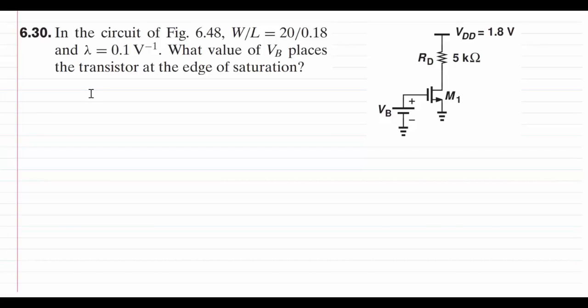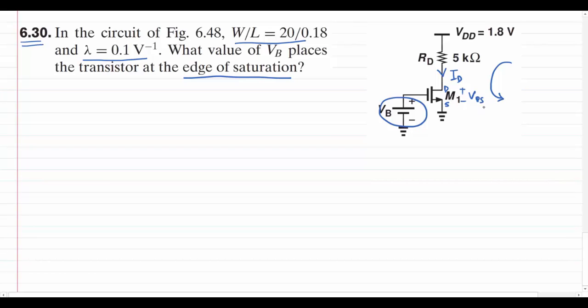Now this is the last question of this problem solving session. This is question number 6.30 of our textbook. Here we are given a few parameters. We have assumed there is channel length modulation. We need to find the value of VB when the transistor is right at the edge of the saturation region. So let's label the current ID. This is an NMOS device because the arrow is pointing outwards, and in the case of NMOS the source is always at low potential. So this one is the source and this one is the drain, and this one is our VDS.